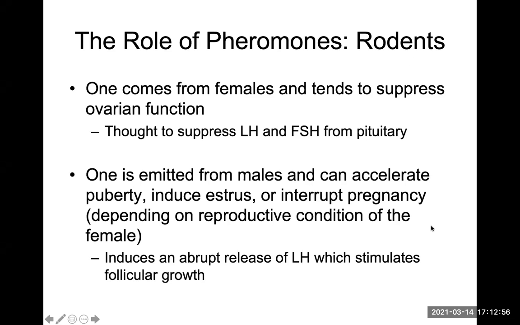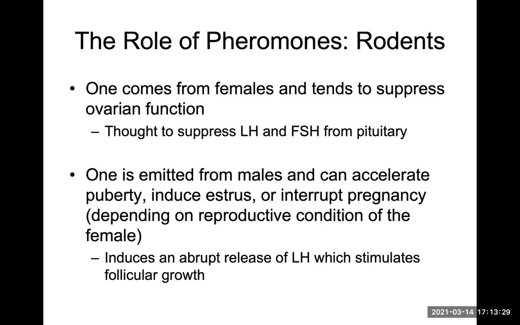So we're going to finish up by talking about the role of pheromones, and we're going to start by talking about them in rodents. So we know of several different pheromones in rodents. There's pheromones that come from females, and there's ones that come from males. So there's one from females, and this one tends to suppress ovarian function in other females. So it's thought to suppress luteinizing hormone and follicle stimulating hormone from the pituitary. So when they're exposed to this pheromone from other females, female rodents will suppress the ovarian function.